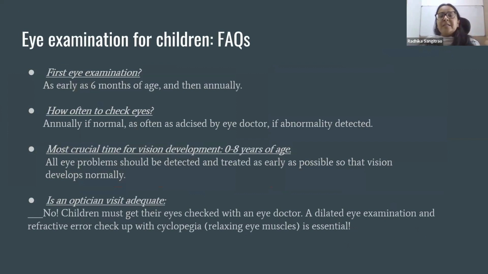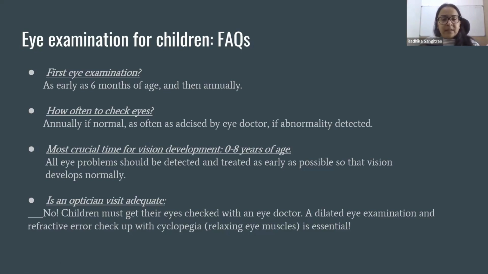Now, for children specifically, I get a lot of frequently asked questions. When should the first eye examination be? It should be as early as 6 months of age, and then once a year. How often to check the eyes? Annually if normal, and as often as advised by the doctor if an abnormality is there. What is the most crucial time for vision development? It's important from 0 to 8 years of age that we detect as many eye problems as possible and treat them, because the vision system develops till 8 years of age.